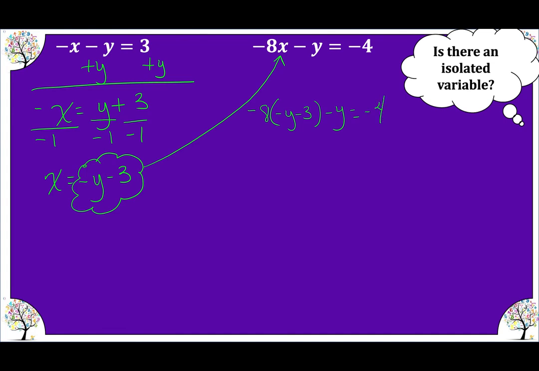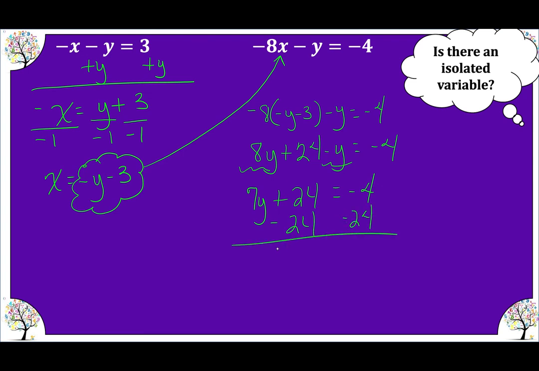We're going to distribute the negative 8, so that gives us positive 8y plus 24 minus y equals negative 4. We're going to combine like terms, so 8y minus 1y is 7y plus 24 equals negative 4. Subtract 24 from both sides and divide by 7. And our y coordinate is negative 4.